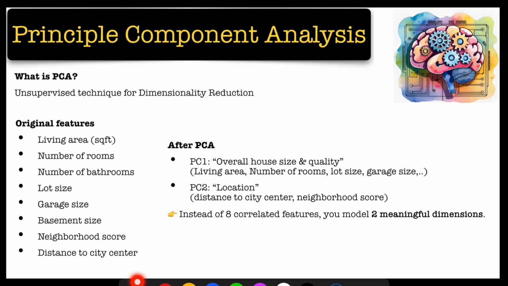So after PCA, we can have 1 or 2 principal components. The first principal component can be about overall house size and quality. We'll have living area, number of rooms, lot size, garage size, etc. In PC2, the principal component 2, it can consider the location perspective, like distance to city center, neighborhood score, etc. So instead of 8 correlated features, we model 2 meaningful dimensions or features.